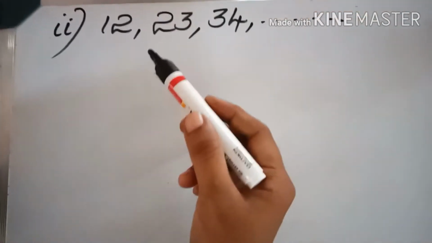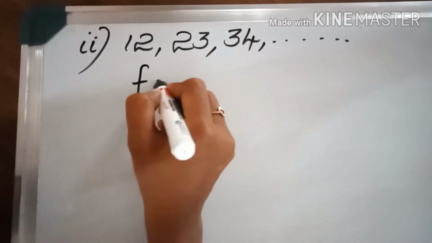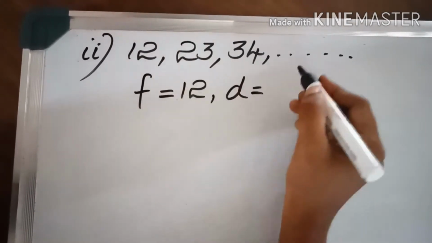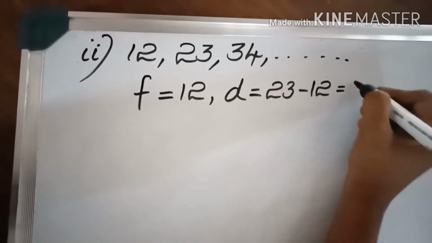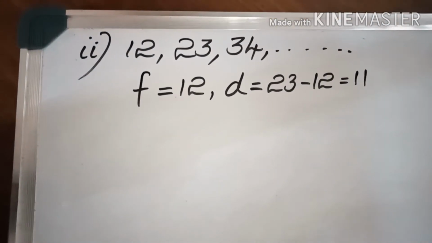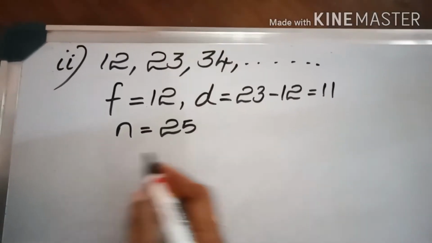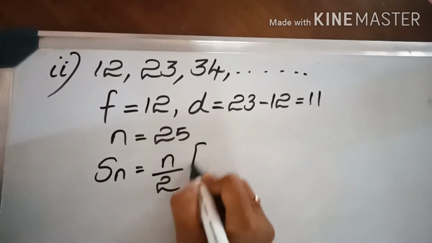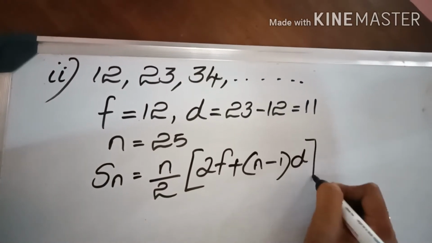Now the second sub-question is 12, 23, 34, etc. Here also the number of terms is 25. First write the first term equal to 12, then d equal to the second term minus the first term, that is 23 minus 12. The answer is 11, so 11 is the common difference. Now n equals 25. Now let's write the equation, that is Sn is equal to n by 2 into 2f plus n minus 1 into d.